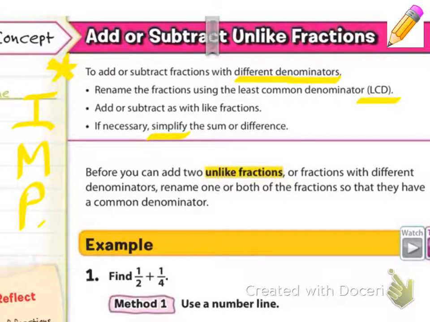Once they are denominators that are in common, then you can add or subtract, whichever it's asking you to do, and remember, you're only going to add or subtract the numerators. Leave the denominators alone. And as always, with your final answer, make sure that it's simplified.